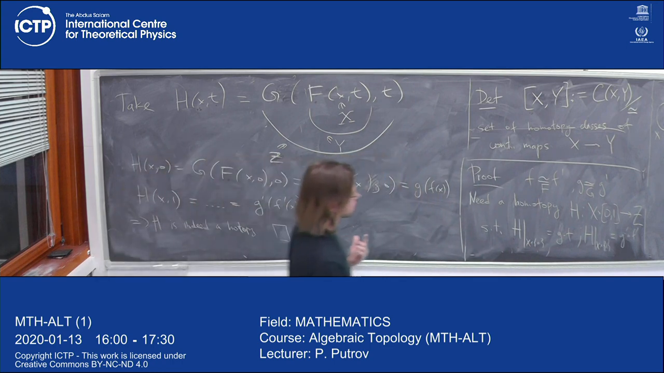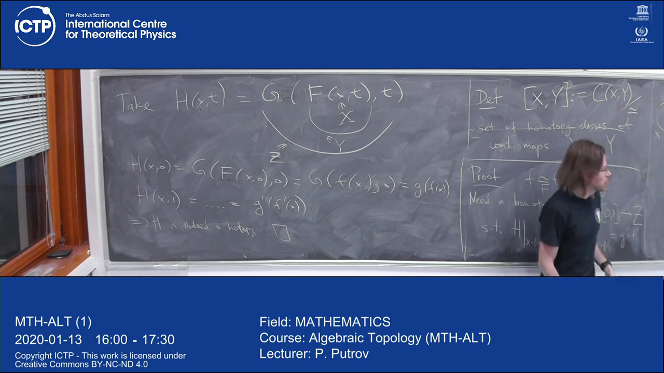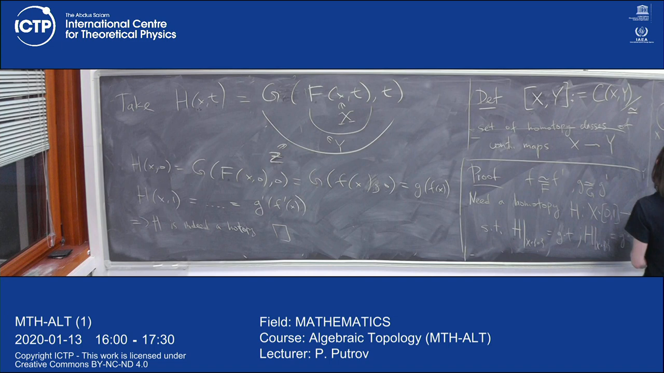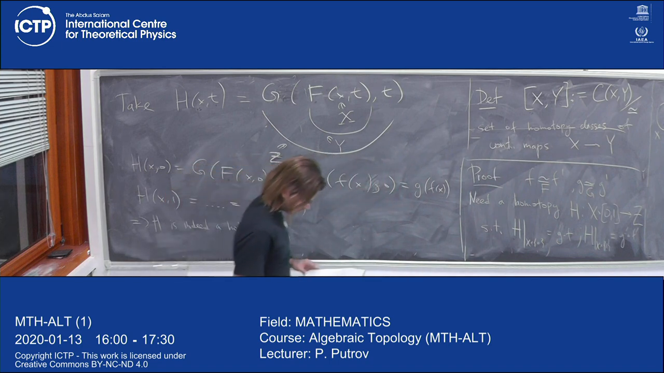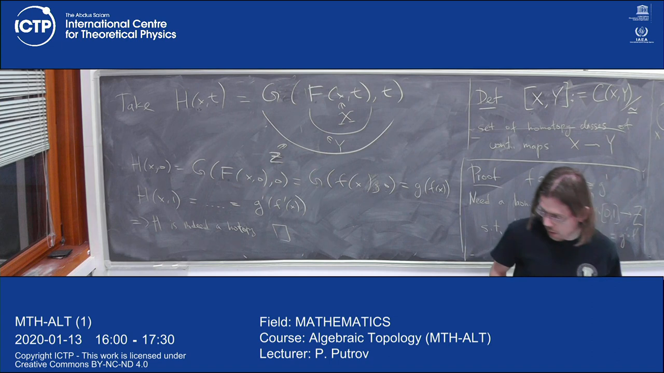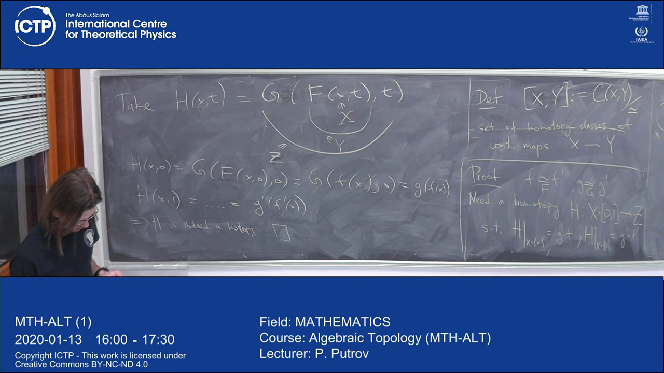You can understand the homotopy as a one-parameter family of maps, parameterized by this variable t, so that at the beginning of the family you have f, and at the end of the family you have f prime. Questions.